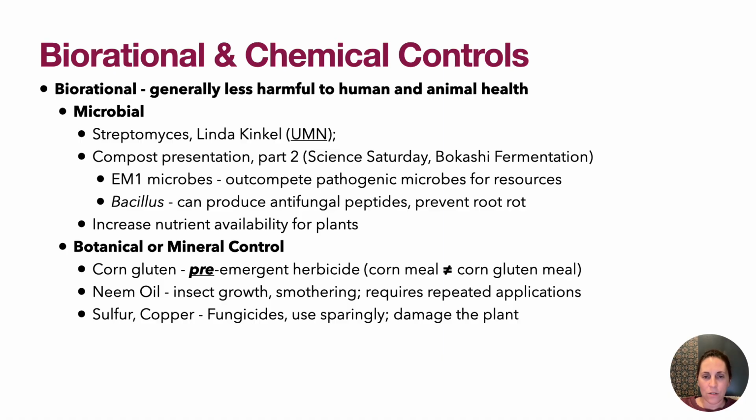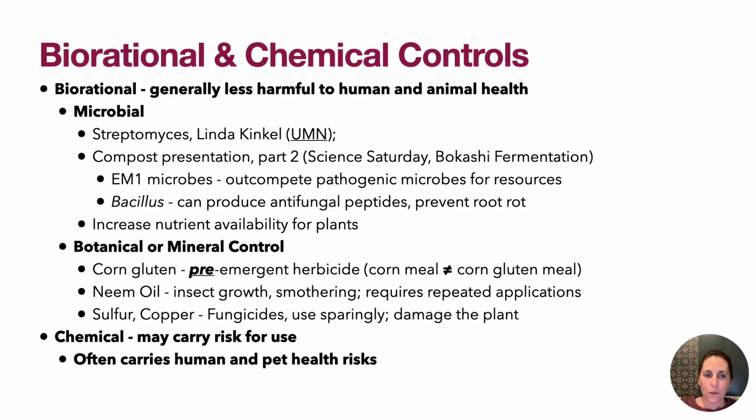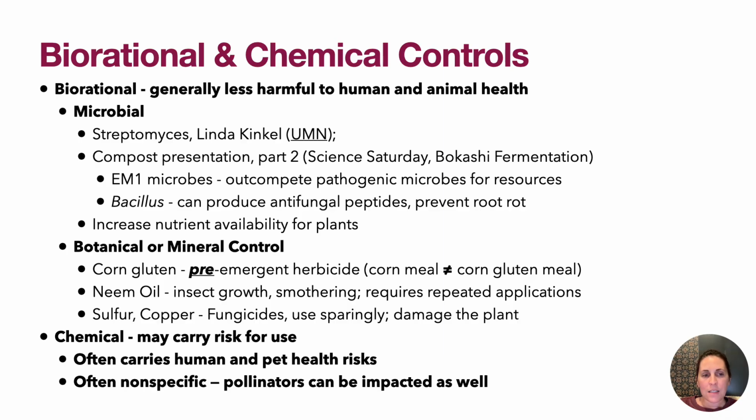All right, so the next step then is, let's say those biorational controls, the biological controls, and the cultural controls just didn't do the job. You need something more. Then we may have to turn to chemical controls. It is important to note that many of these do carry some risk for use, and often that is in the form of human and pet health risks, so make sure that you're reading the warning label. It's also often that chemical controls are nonspecific, meaning that many of those pollinators can be impacted as well. And I spoke on this on the neonicotinoid insecticides in the last talk on the 21st.